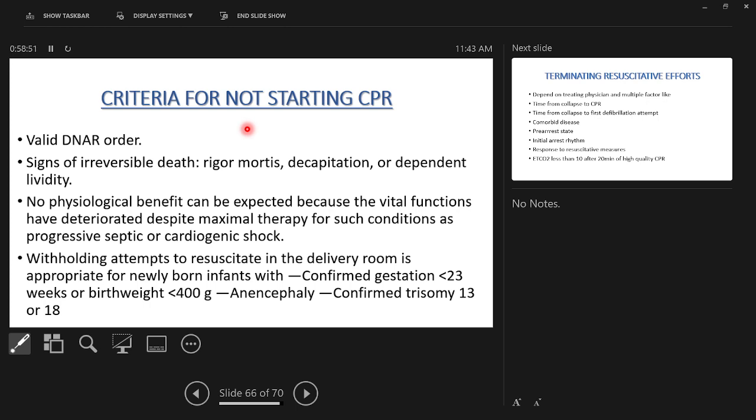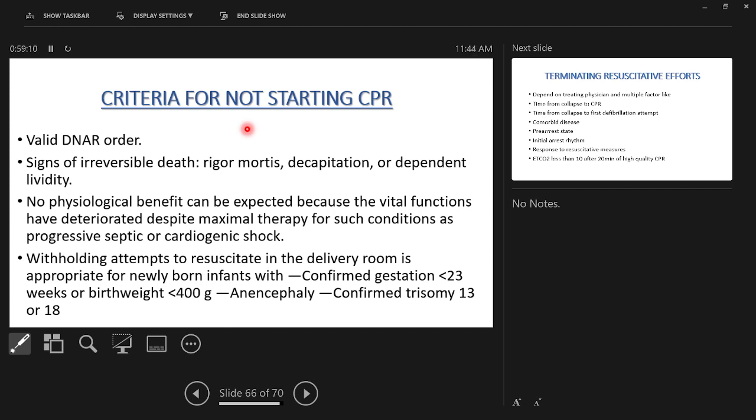Then if no physiological benefit can be expected, because the vital functions have been evaluated and, despite maximum therapy, the condition, such as progressive septic or cardiogenic shock, does not respond to therapy, in this case we can also plan for not starting CPR. We can witness the patient.